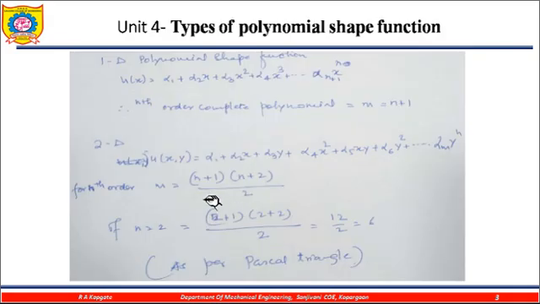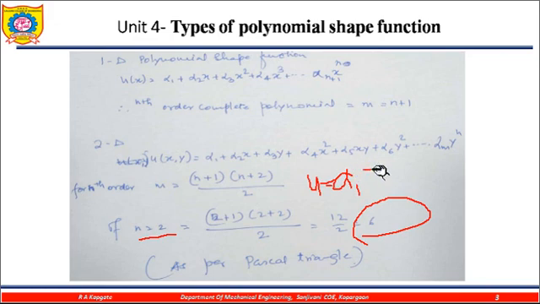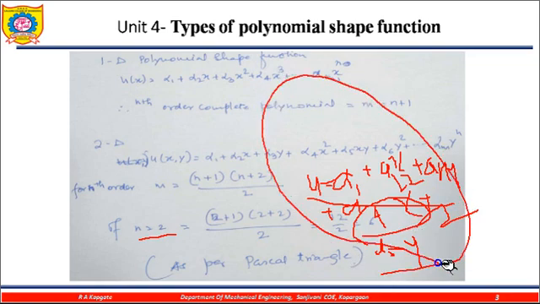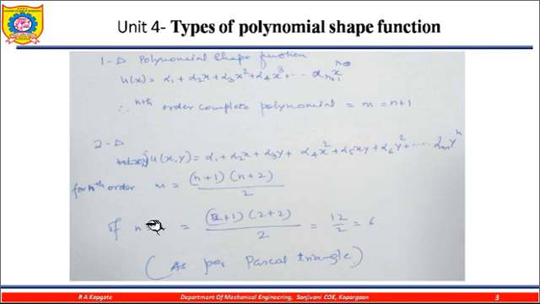How to calculate? What is that formula? If n is equal to 2, then (n plus 1)(n plus 2) divided by 2, so we get 6. So there must be six terms. u is equal to the constant term a1, plus the second term a2x, the third term a3y, the fourth term a4x square, and then a5 y square. So these are the 4 terms and these are the 2 terms. In total we need to write 6 terms to define my equation as per the Pascal triangle.